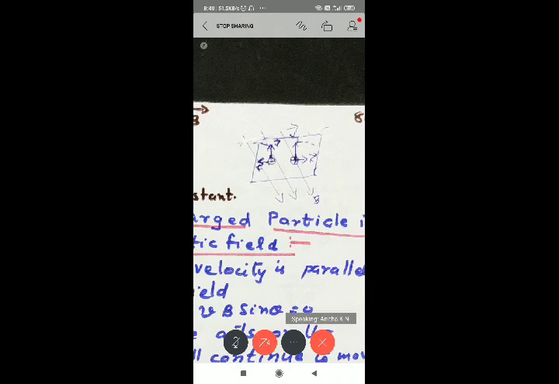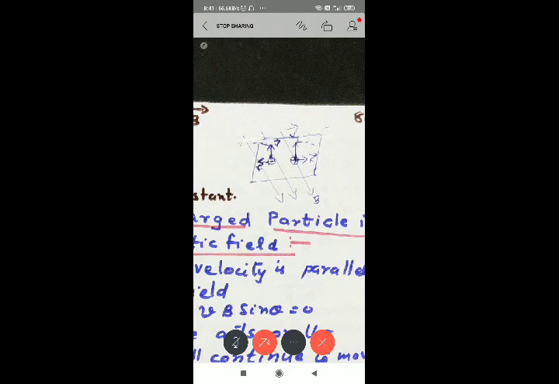Magnetic field is drawn with parallel lines. Uniform magnetic field, it represents B. So in a uniform magnetic field, a charge is kept there, positive charge and negative charge, both are kept. So first let us see what is the force acting on the positive charge.